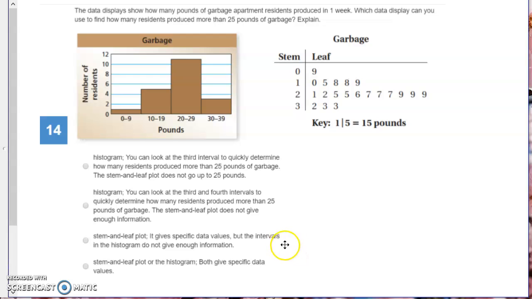So I would say it's going to be the stem and leaf plot, but now I need to narrow it down between these two. The stem and leaf plot gives specific data values, but the intervals in the histogram do not give enough information. And then it says stem and leaf plot or histogram both give specific data values. And that one can't be it because the histogram doesn't give you that specific number. So the correct answer would be this one, the stem and leaf plot.